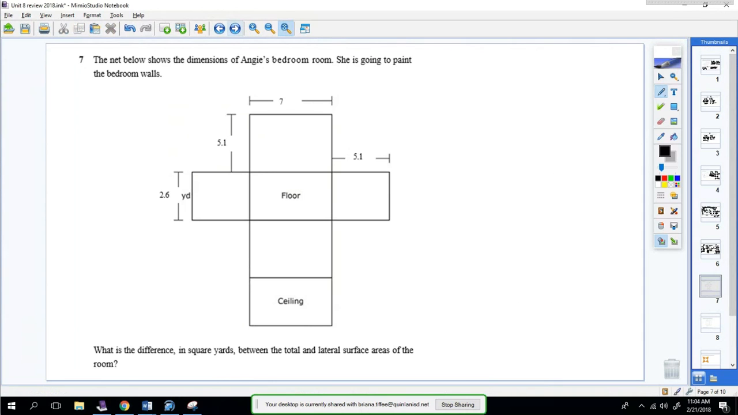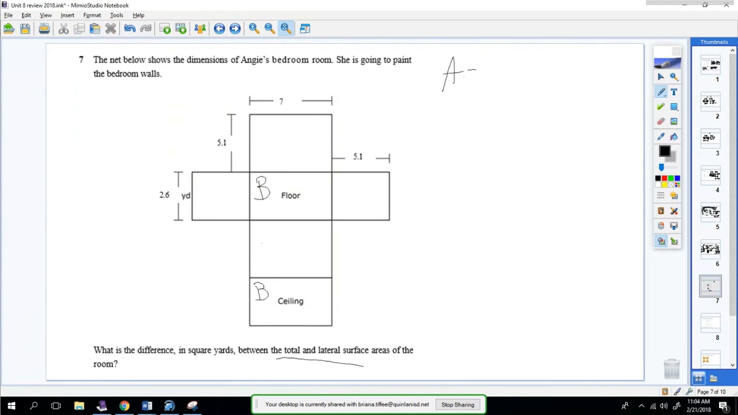All right, number 7. So number 7, the net below shows the dimensions of Angie's bedroom room. She's going to paint the bedroom walls. What's the difference in square yards between the total and lateral surface area? Well, we've done a problem just like this. And I told you in the past, the difference between the total and lateral surface area is the base. So the only thing we need to find is the base.